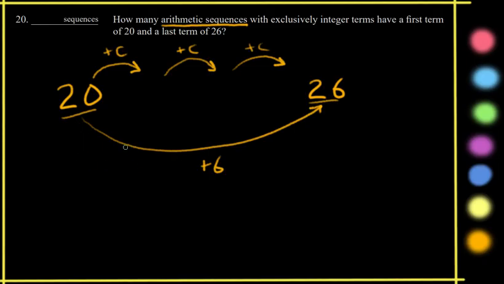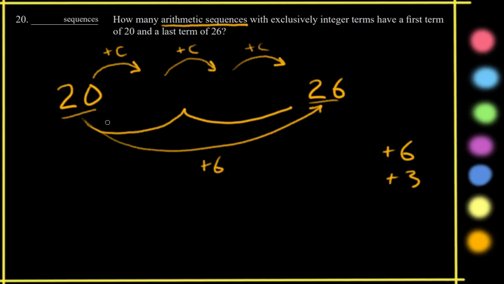One way to do it is to do it all in one jump, right? So we could write down the increment here, and it has to be an integer increment because we know that the terms all have to be integers. So the increment could be 6. Another way you could do it is to do it in 2 jumps. You could do 3 and 3. So that would give you an increment of 3.